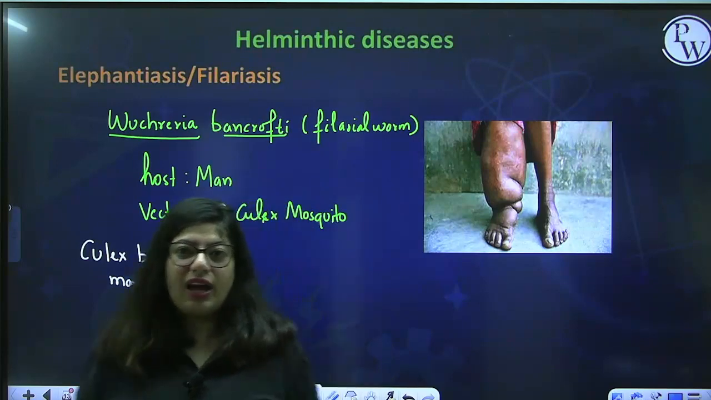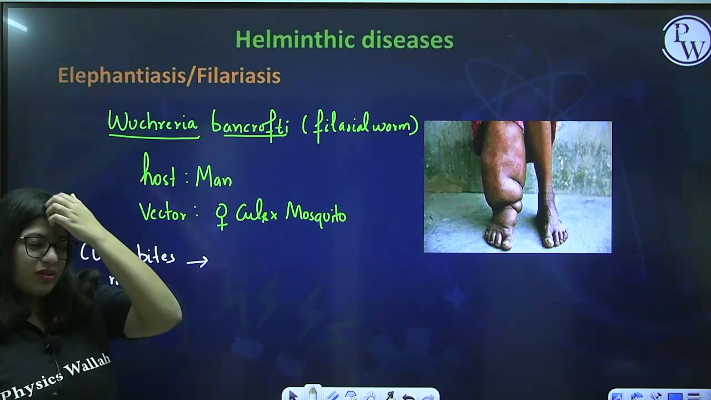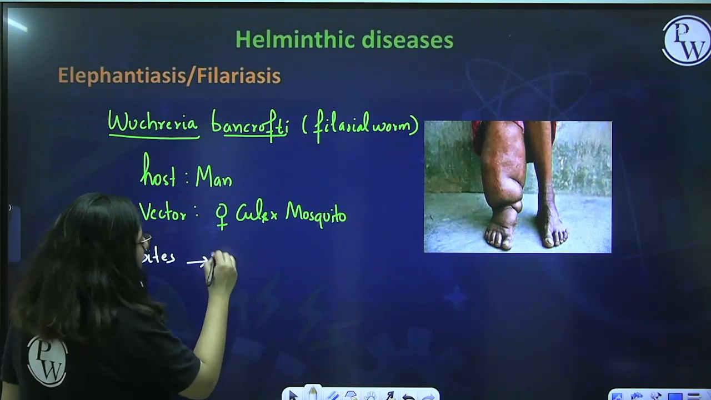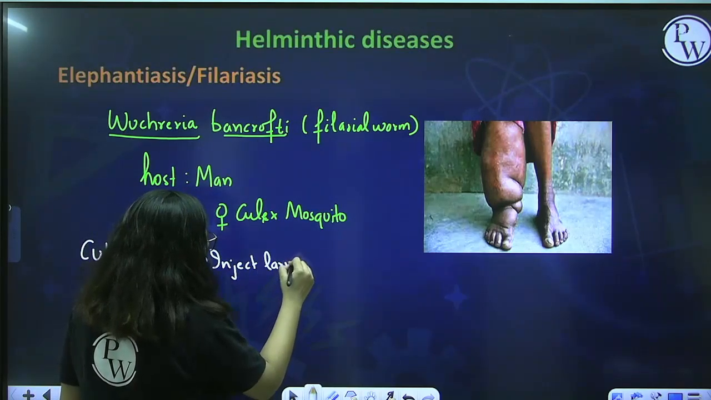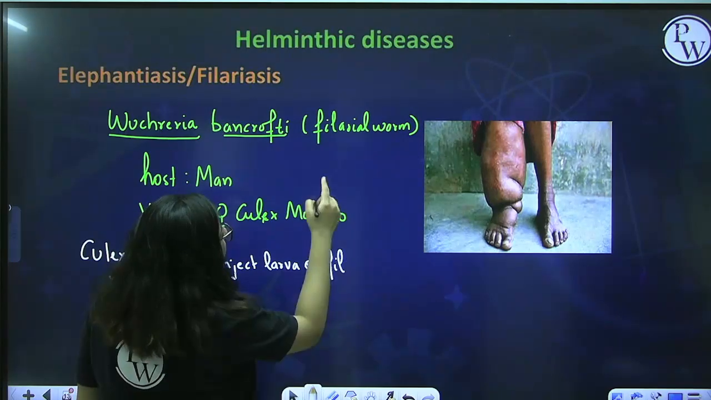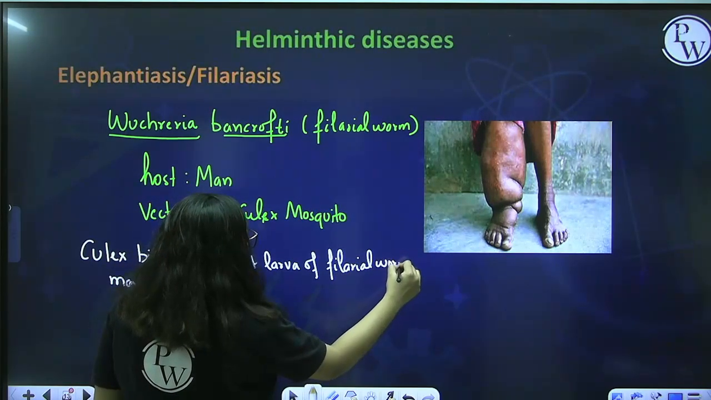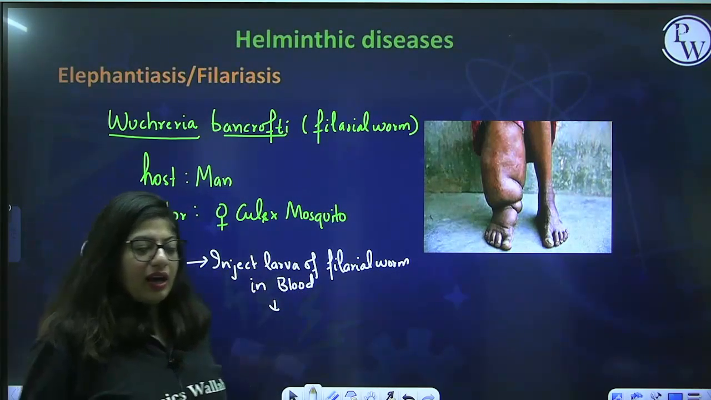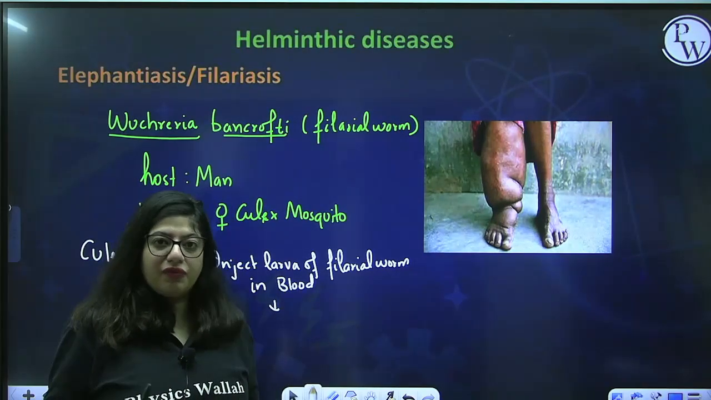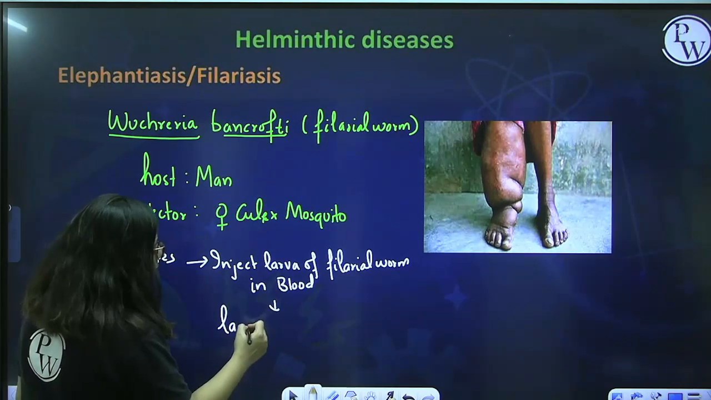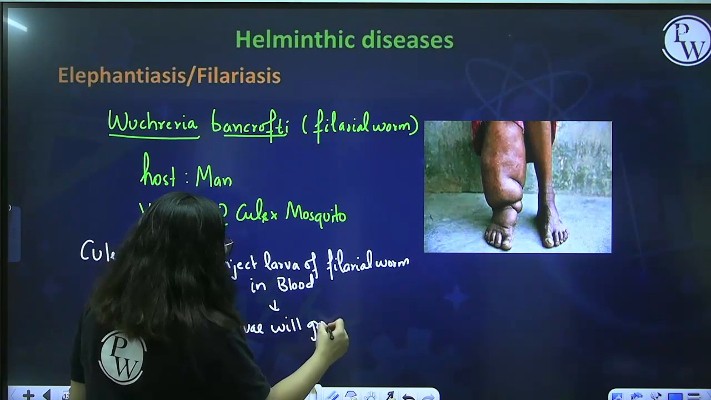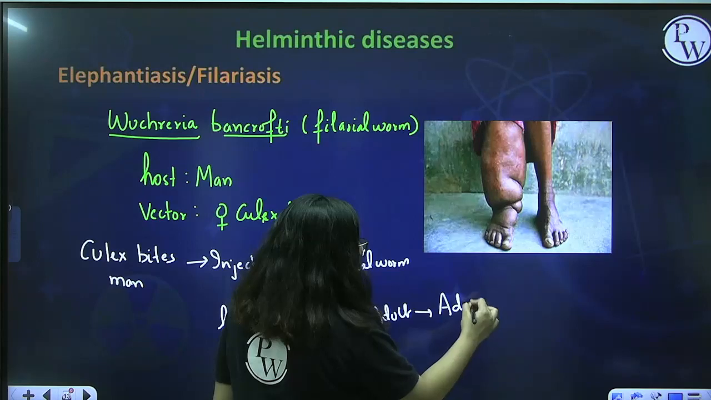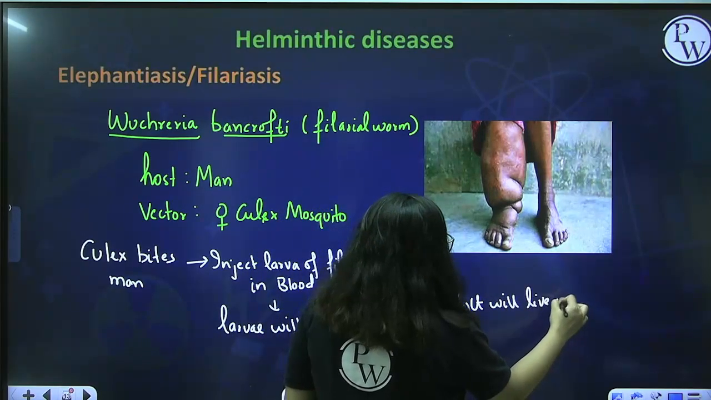Just like that. So what happened? For example, Culex is biting Sham now. Now Culex has taken larva from Ram, so it will inject the larva of the filarial worm in blood. Okay. So from this blood, the larva will move into the entire circulation and also enter the lymph vessel, right? So the larva will grow into an adult, and with the help of circulation, the adult will live in the lymphatic vessel.